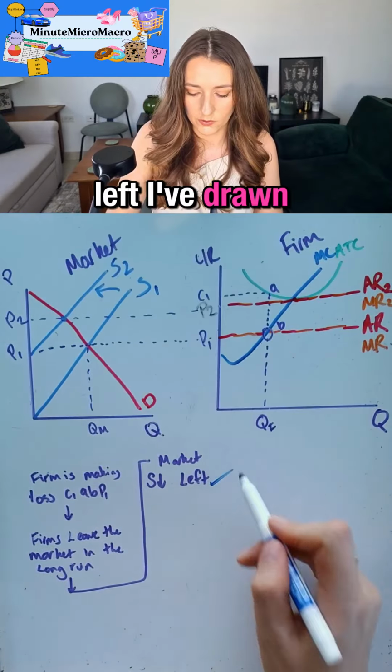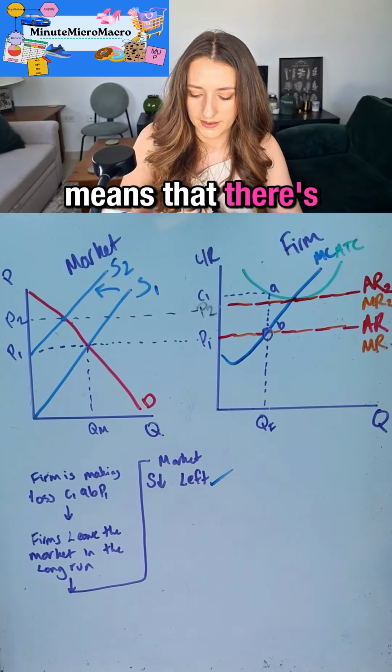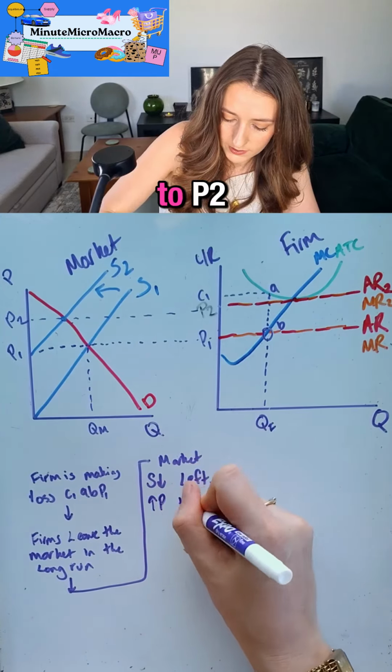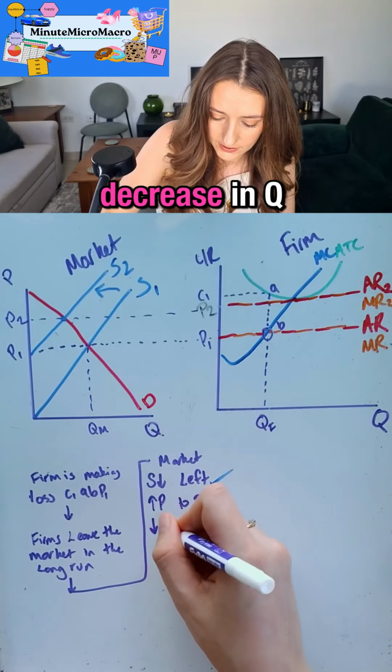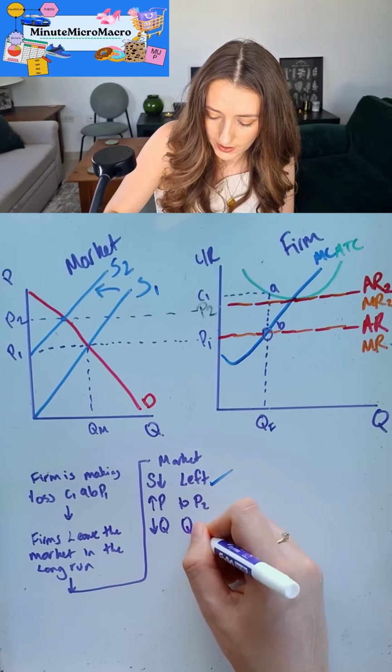Supply has shifted left. I've drawn this bit now. We can then add in that there's going to be an increase in price to P2, and there's going to be a decrease in Q down to QM2.